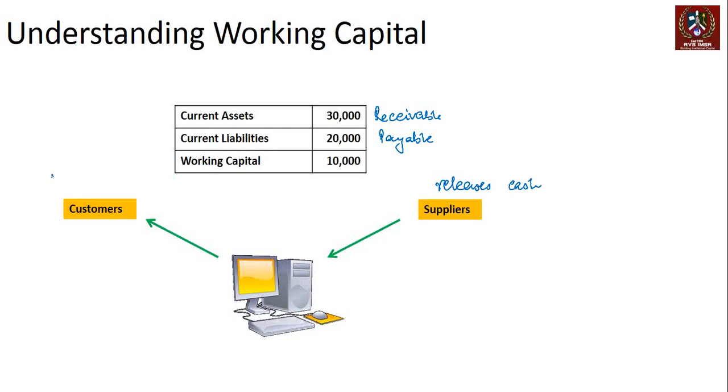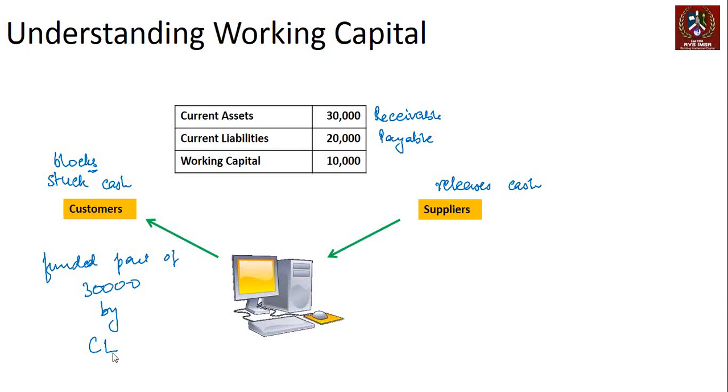The receivable, on the other hand, creates a scenario where cash gets stuck. It blocks cash, right? Now what happens? My initial shortfall was 30,000. I funded part of this 30,000 by current liabilities. So I go to my supplier and say, I don't want to pay you right now. The supplier agrees, which basically means 20,000 that was supposed to go out is now not going out.